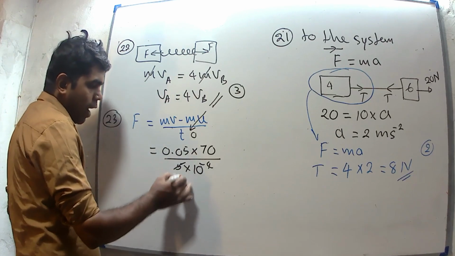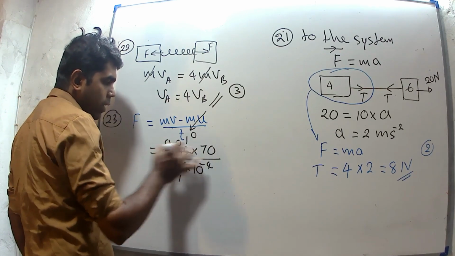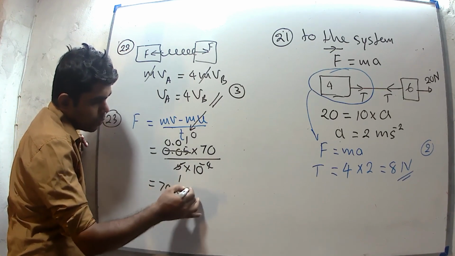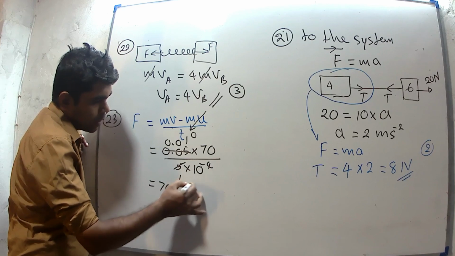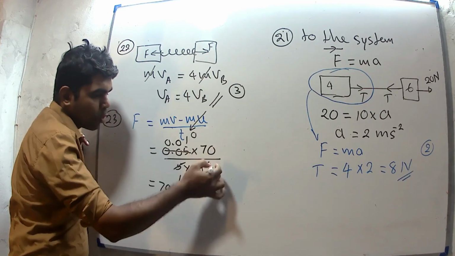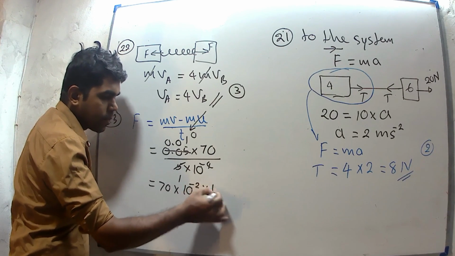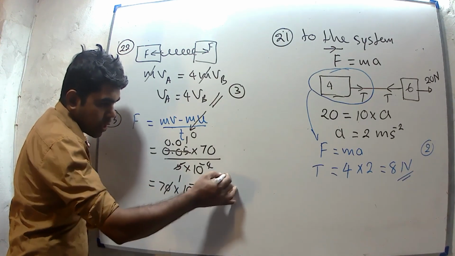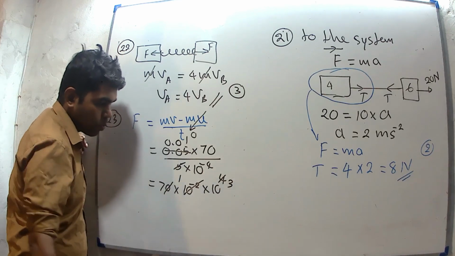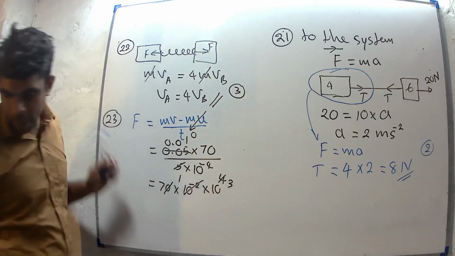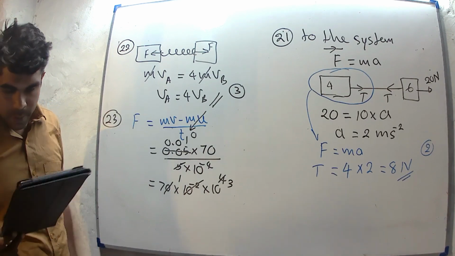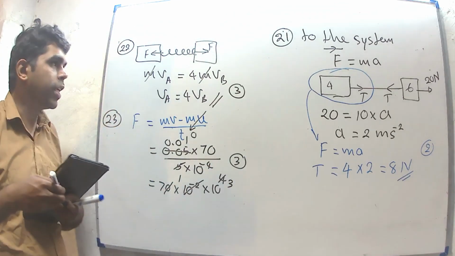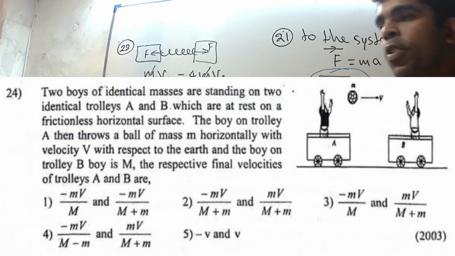5 divided by 5, 1, 0.01, 70 into 10 to the power minus 2. We have to bring this 10 to the power minus 4 to the numerator, 10 to the power 4. We can cancel out, 10 to the power 3 with minus 2. 7 into 10 to the power 3. Then answer is 3 for the question number 23.